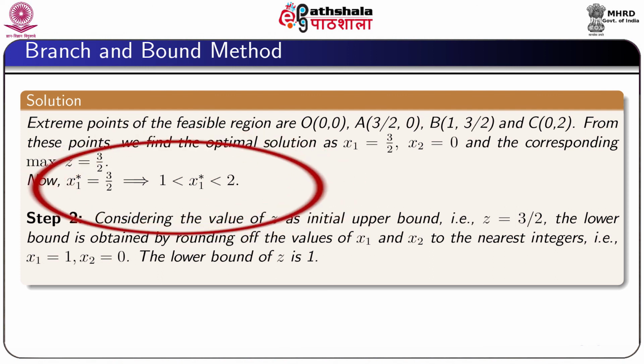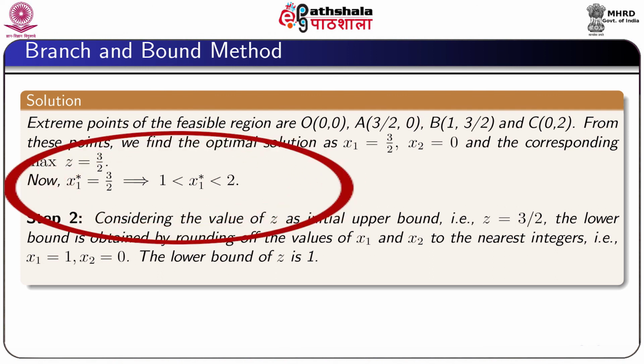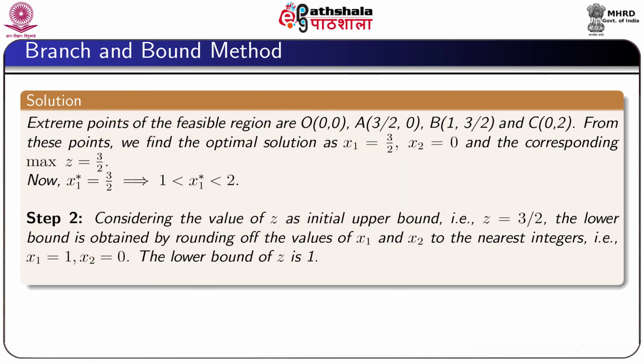Now, x1 equal to 3/2, which implies that 1 is less than x1 star less than 2. So, considering the value of z as the initial upper bound, that is z equal to 3/2, the lower bound is obtained by rounding off the values of x1 and x2 to the nearest integers, that is x1 equal to 1 and x2 equal to 0. Here the lower bound of z is 1.